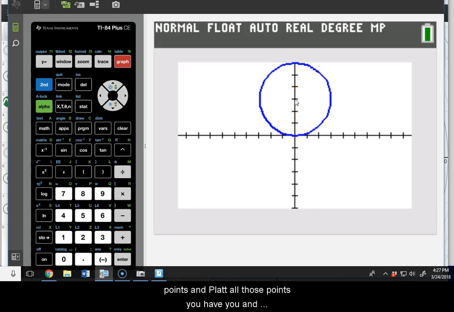Okay, so we are not going to take the time right now to have you get all those points and plot all those points. If you have your own graphing calculator, you may certainly do that.